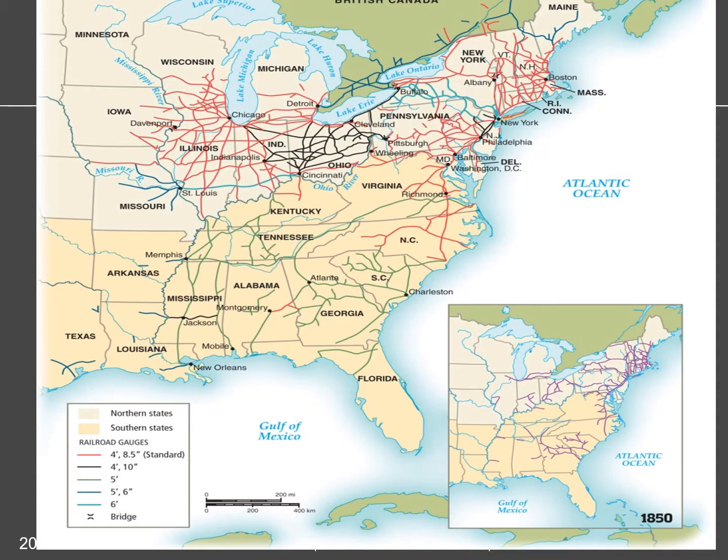This gives you an example: the different colors show the different rail lines or the different gauge sizes, and how difficult that would be in terms of trying to get across the country, because the rail sizes continually change. So it's not very useful.